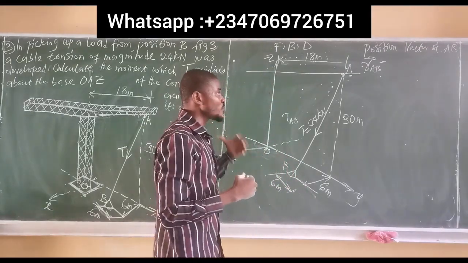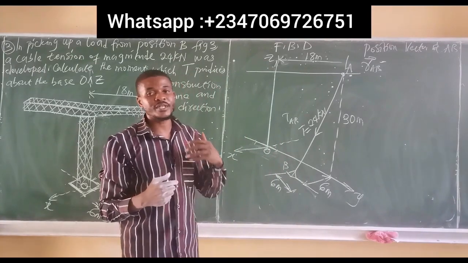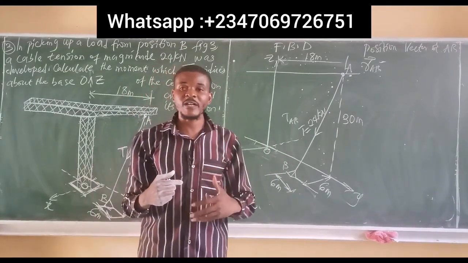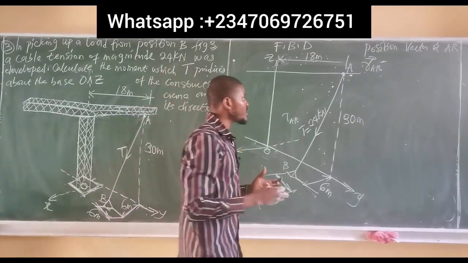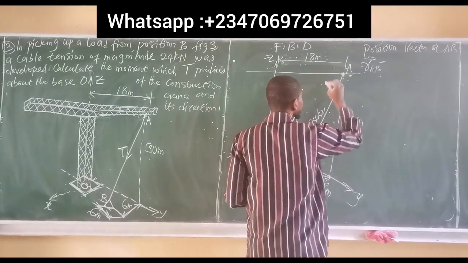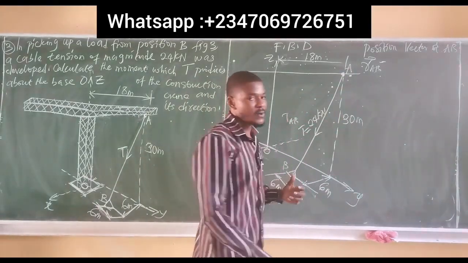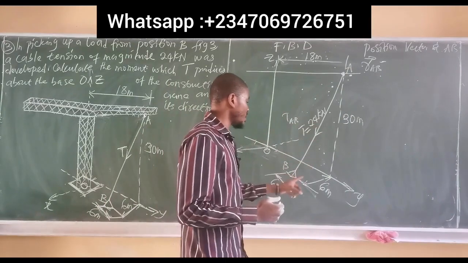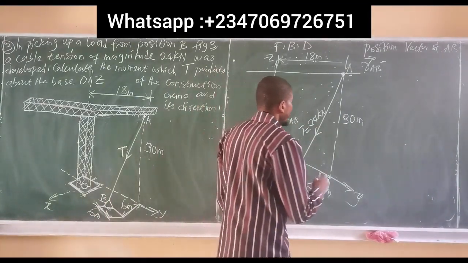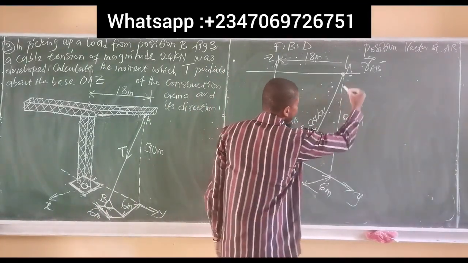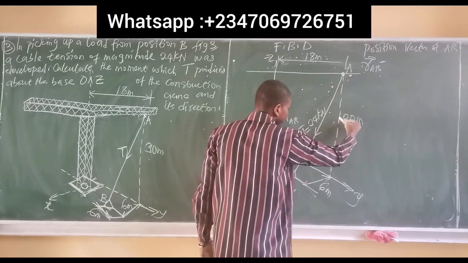So you move, I said the point where the cable is tied is always called the reference point. So you move from the reference point to locate the other point. Cable is tied at point A, which means point A is my reference point. Hence, you move from point A to locate where? Point B. Now, if I want to locate point B, notice that I have to move downward from point A.